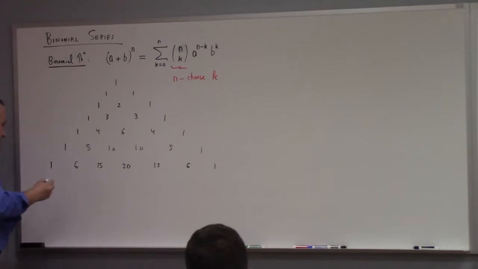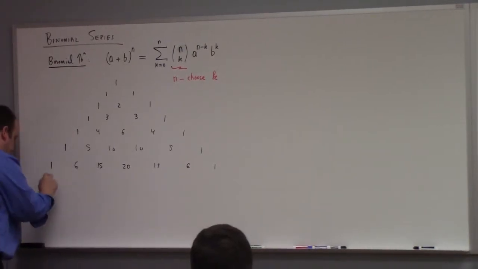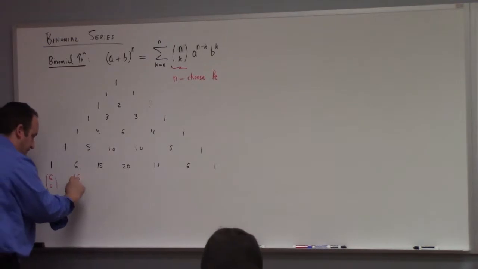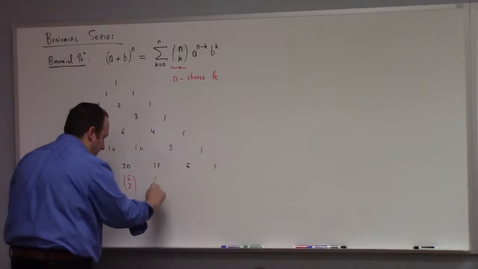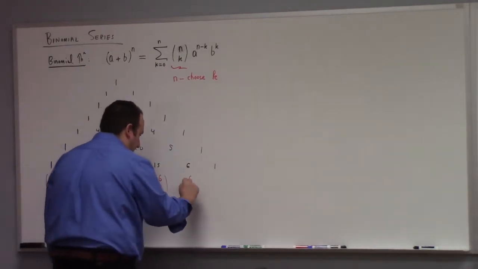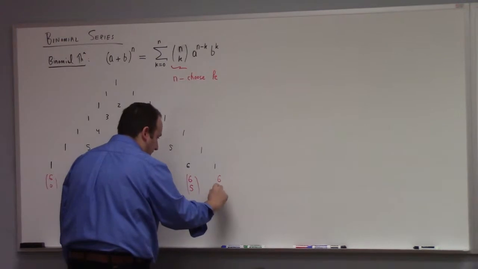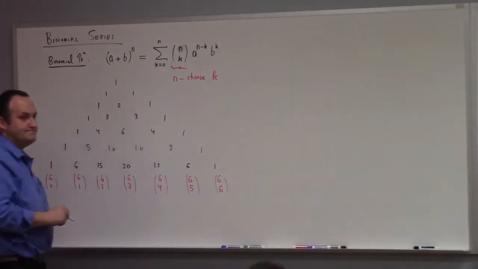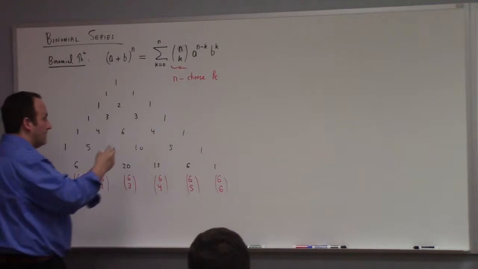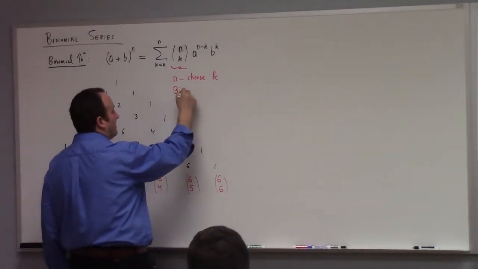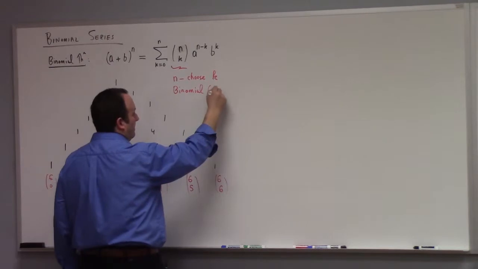Let's see here. Specifically, this would be like 6 choose 0. This is 6 choose 1. This is 6 choose 2. This is 6 choose 3. This is 6 choose 4. This is 6 choose 5. And this is 6 choose 6. So you can figure out these are the so-called binomial coefficients. All right.